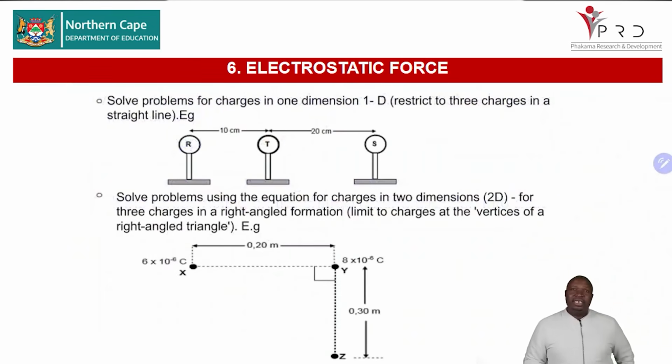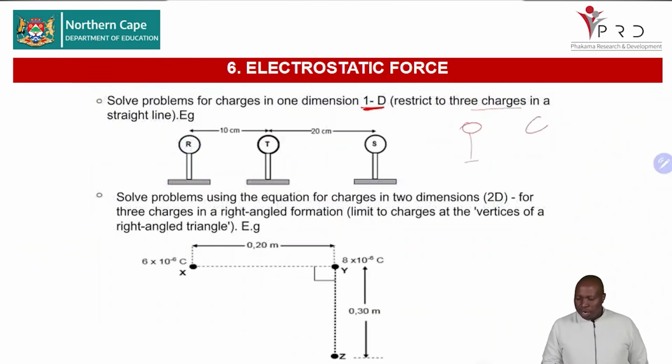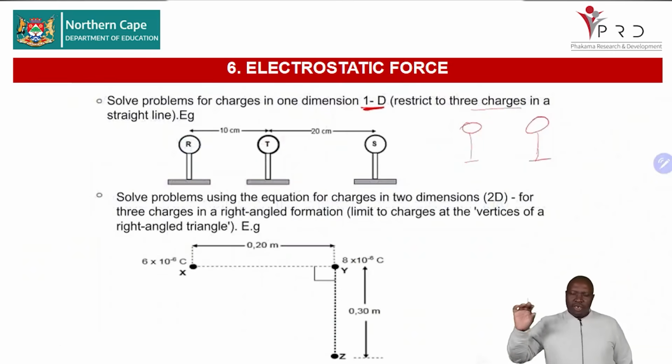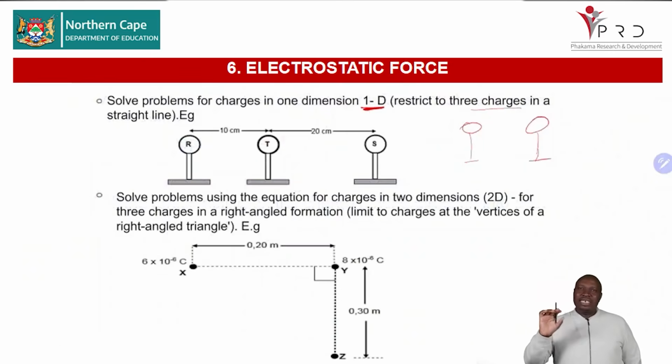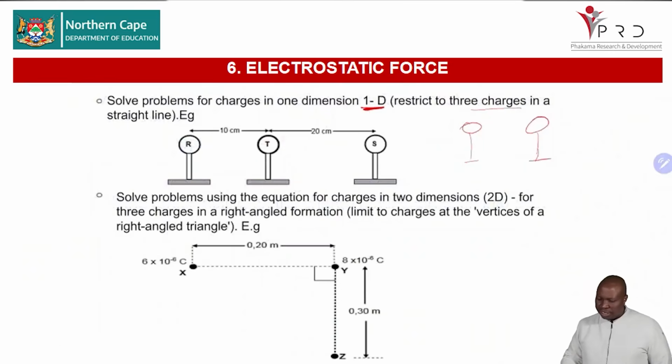Now, this slide is there to show to you. We said we're going to restrict ourselves to a maximum of 3 charges. So you can see that these charges are in one dimension, and we restricted ourselves to 3 charges. Sometimes we just give you 2 charges, Q1 and Q2, like that. Sometimes we'll give you 3 of them. So it's important to know that we can deal with 1, 2, or 3, but a maximum of 3, not more than 3 charges.